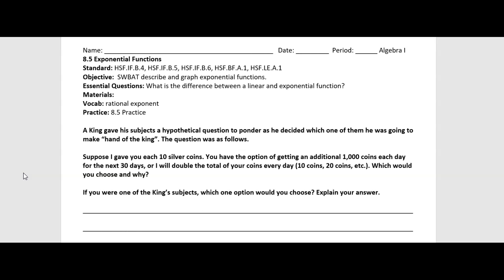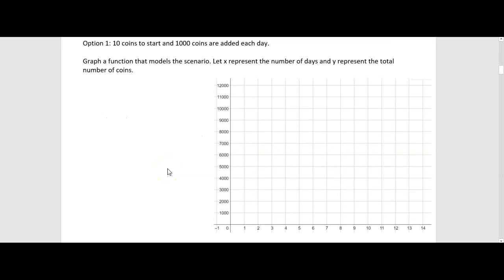Right, this is actually part 2 to our exponential functions lesson. In the first part of the lesson, we got an introduction to the difference between what a linear function is versus an exponential function, and we practiced graphing exponential functions. We also talked about the different characteristics of graphs of exponential functions. Today, we're actually going to do the opposite.